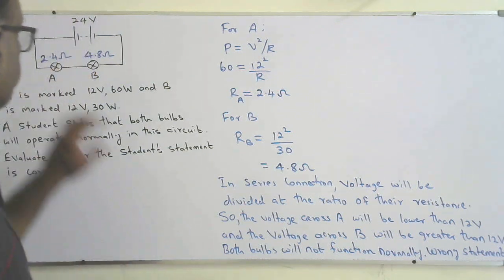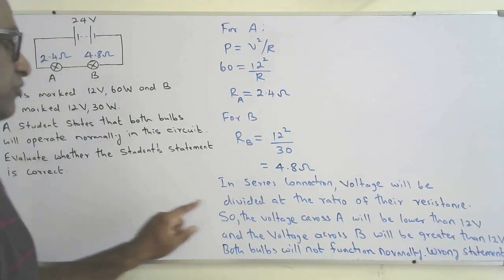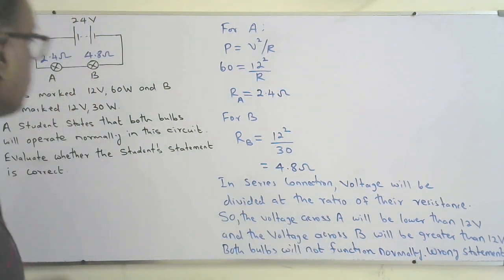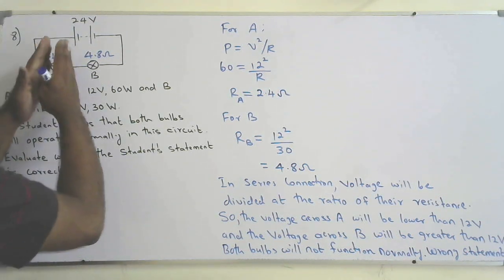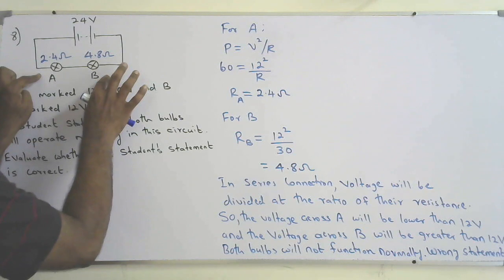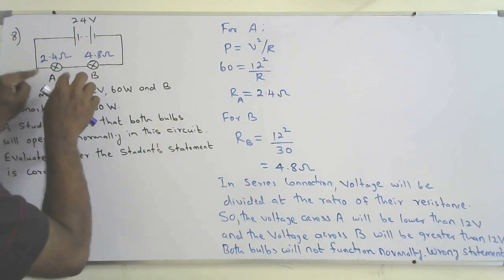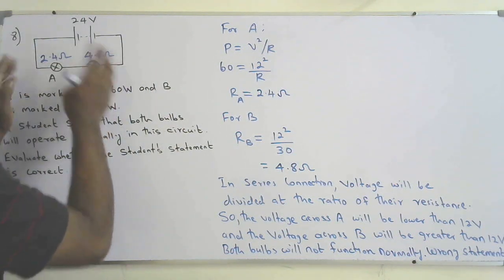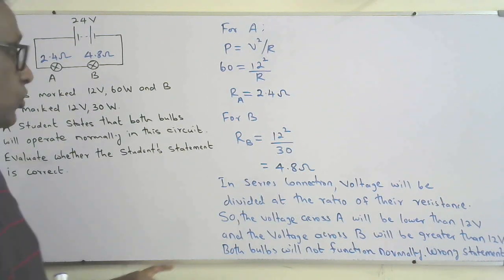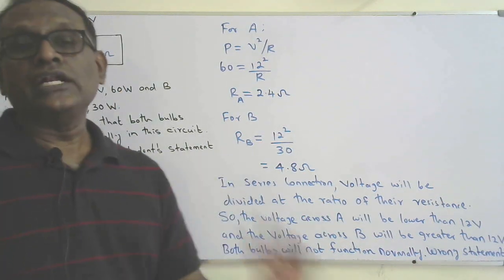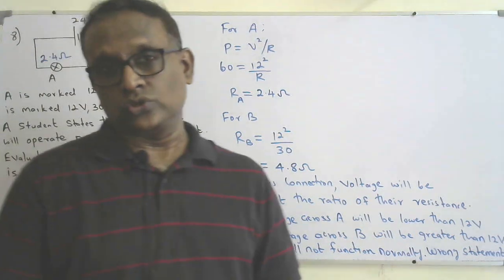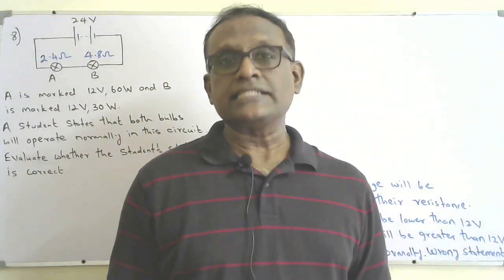So it's going to be 1:2. So the voltage across A will be lower than 12 volt because the total is 24, it won't be divided equally. If it were divided equally, 12 and 12, they would be fine, but that won't happen. A is going to get lower than half of that. So it will get lower than 12 volt and B will get greater than 12 volt. So both bulbs will not be in normal condition. So the statement is wrong.